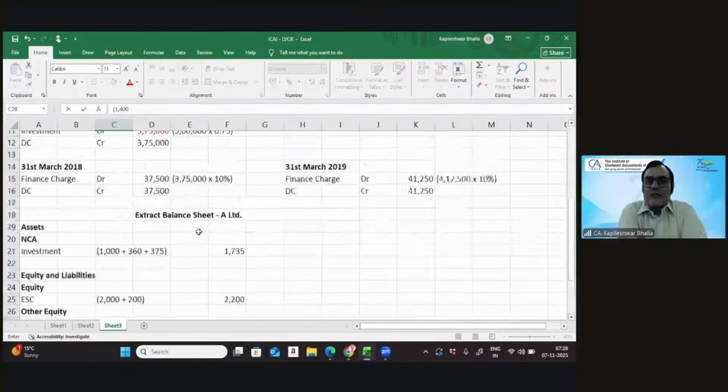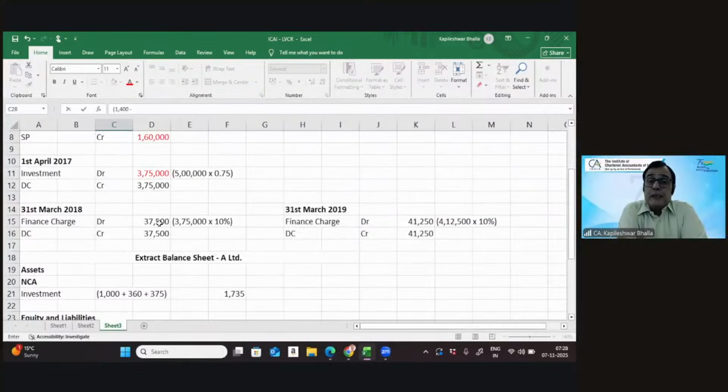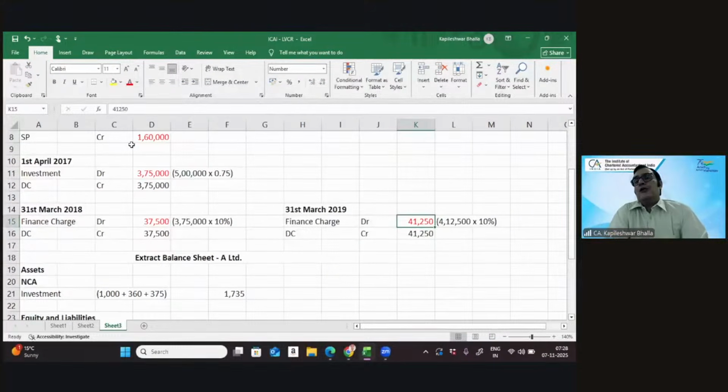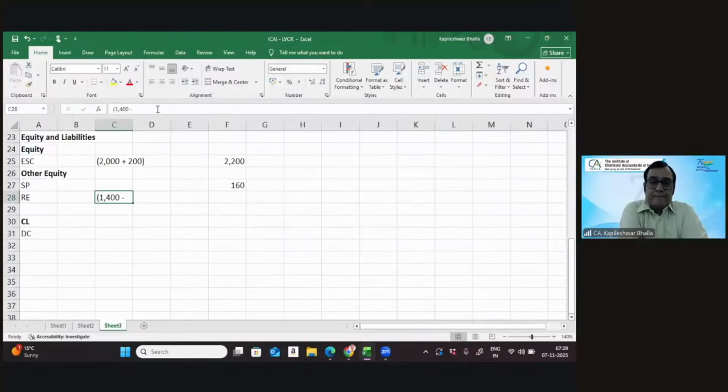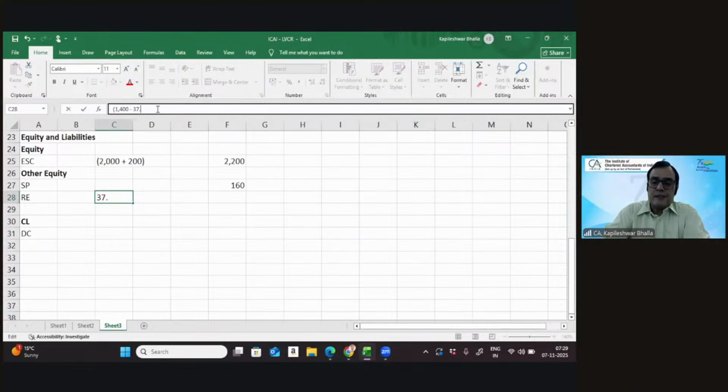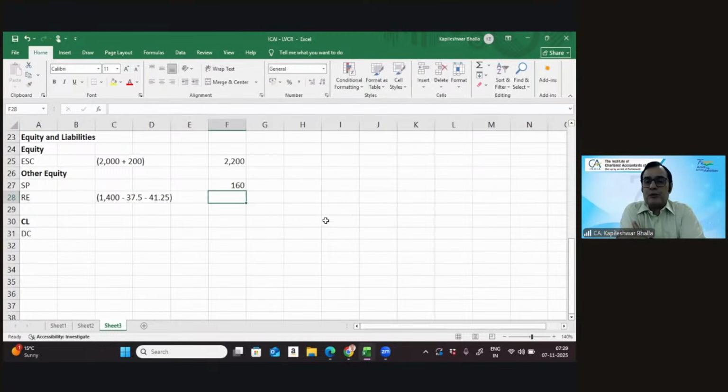And what you need to adjust in terms of the retained earnings is there is a finance charge: 37,500 and 41,250. So this finance charge is going to be debited to the retained earnings. So in the extract balance sheet, this will also undergo a change. So let's take this in terms of 1,000: 37.5 and 41.25. This is the adjustments to the RE.